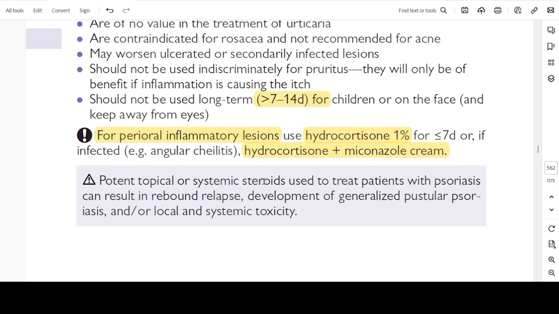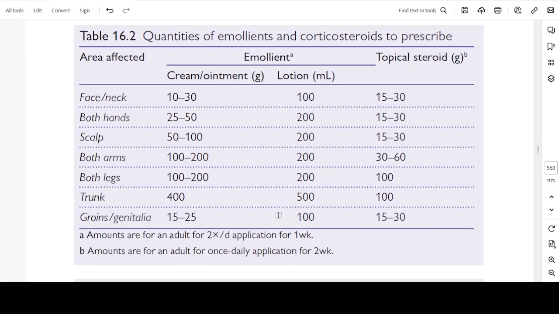Potent topical or systemic steroids used to treat patients with psoriasis can result in rebound relapse, development of generalized pustular psoriasis and or local or systemic toxicity. So, potent steroids can lead to development of generalized pustular psoriasis or local or systemic toxicity and cause rebound.